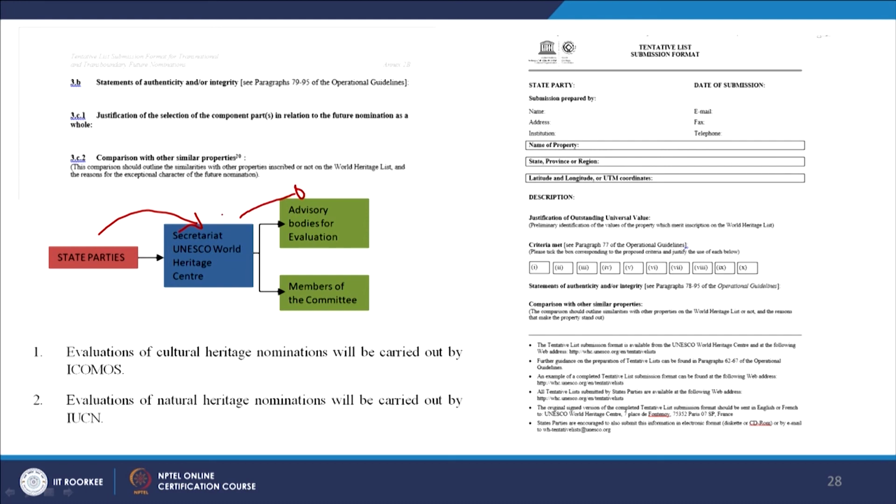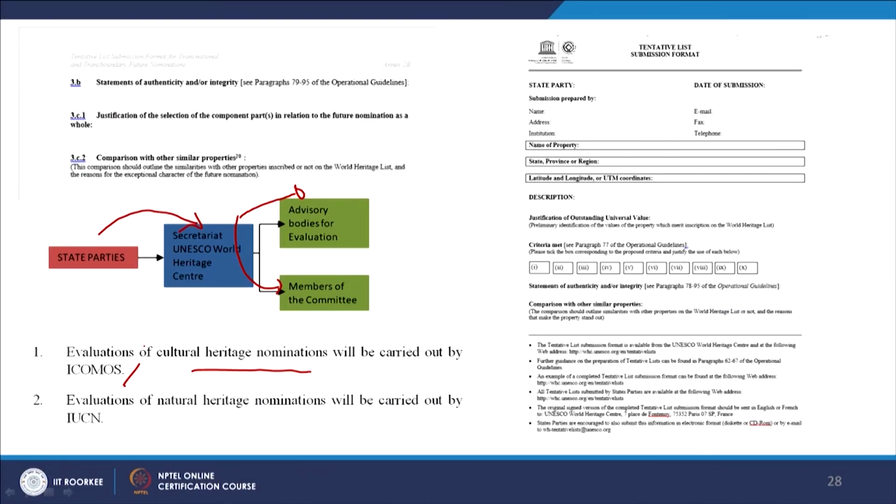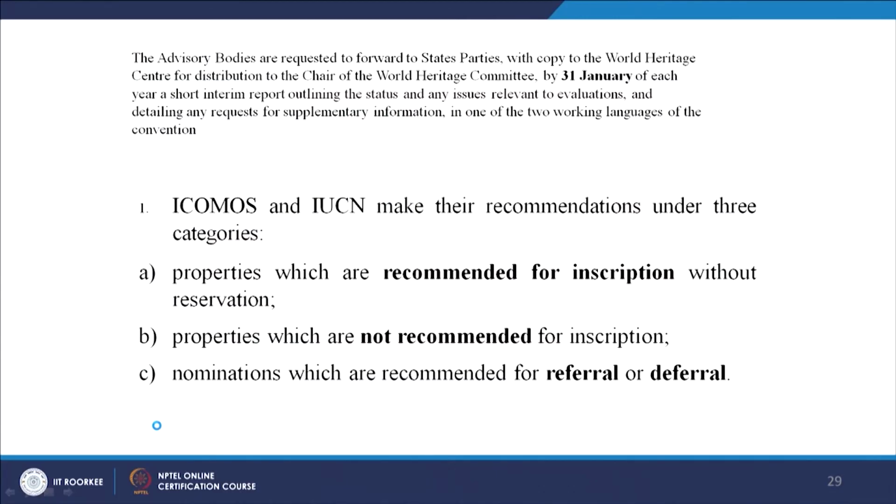So the procedure is basically the state parties submit it to the secretariat, and then they forward it to the relevant advisory bodies for evaluation, and soft copies are also forwarded to the members of the committee. These evaluations always take some time, and for cultural heritage nominations it is mostly carried out with ICOMOS, and natural heritage by the IUCN. These advisory bodies are requested to forward to the state parties, with copies to the World Heritage Centre for distribution to the chair of the World Heritage Committee, mostly around 31st January of each year, a short interim report. It outlines the status and any issues related to evaluations, any observations or any request for supplementary information in one or two working languages of the convention, because language is also important. Imagine, French and these kinds of languages are mostly universally recognized.